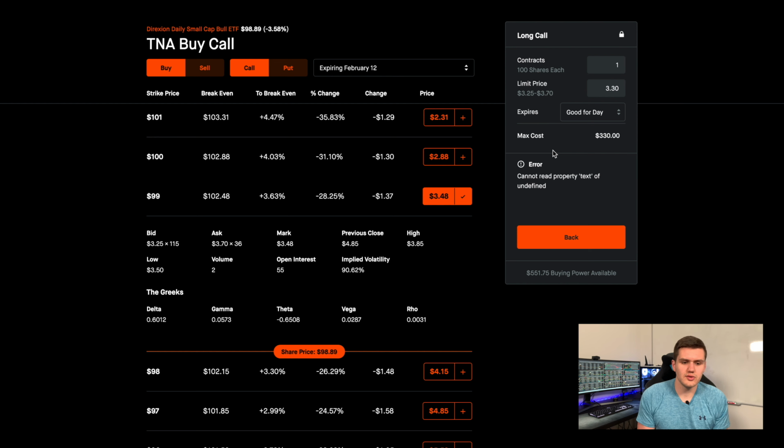This was just a quick explanation of how to buy a call. Buying a put, it's the exact same way. You can sell a put and you can sell a call the exact same way as well.